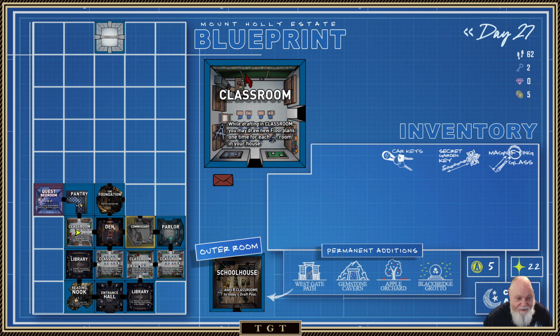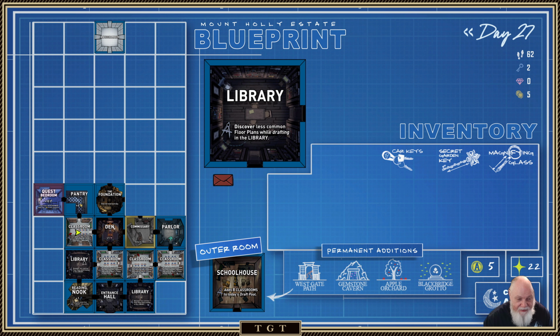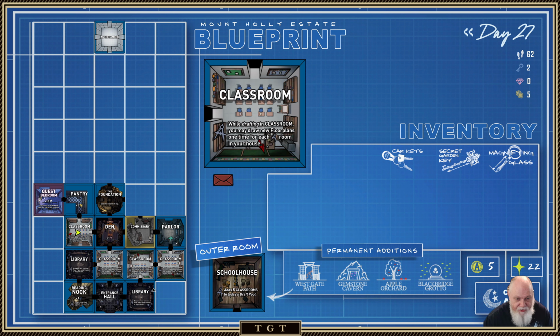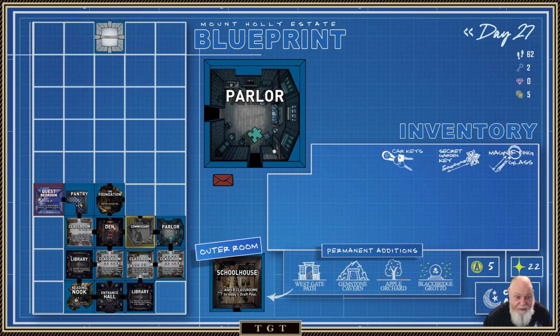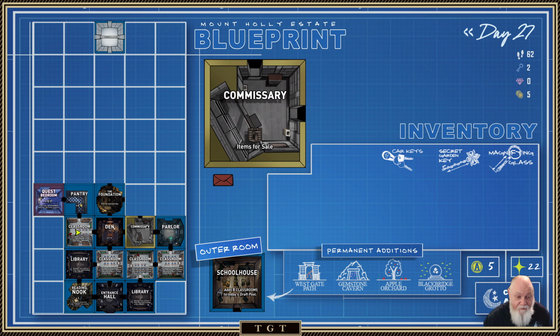I just kept doing the classroom and spending my gems as I was getting them. Maybe I should have waited. But I see, commissary didn't sell me gems today. I have no control over that. I spent a gem drafting the commissary, and it sold me a magnifying glass, which I ended up not really needing today. This wasn't a day that I really needed the magnifying glass, not for the book I was reading.